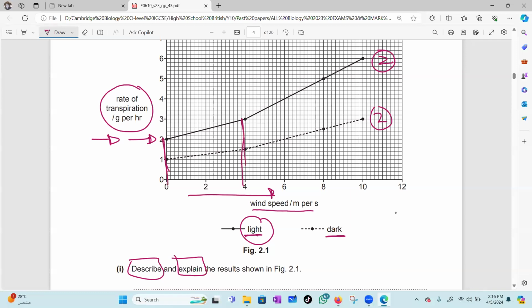From 0 to 4 meters per second, when the wind speed was 0 to 4, or when the wind speed was from 4 to 10? The rate of transpiration became faster when the wind speed was from 0 to 4 or from 4 to 10. It increased from the beginning till the end. But when does the graph become steeper? Here or here? In the first part or the second part? Give me an answer.